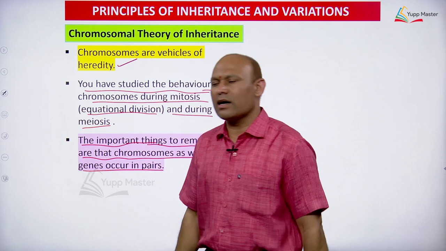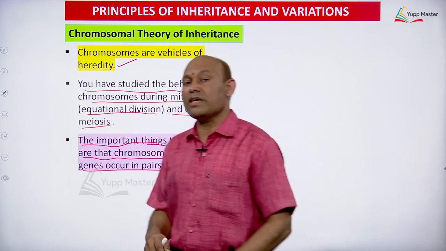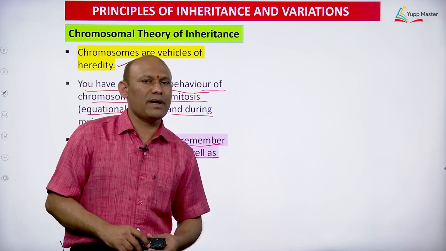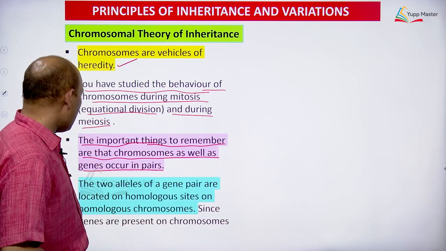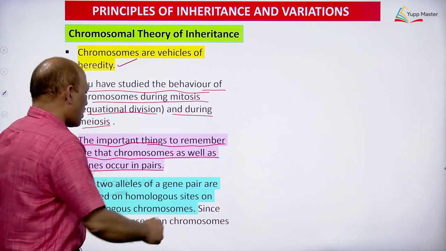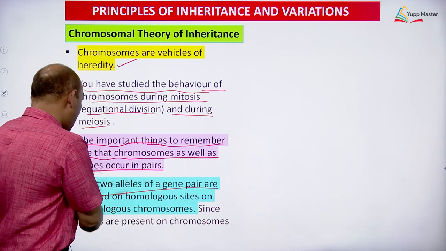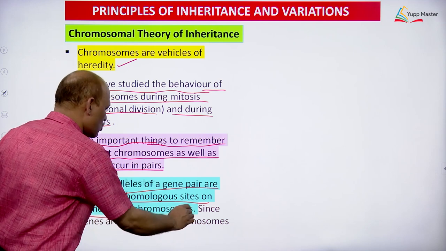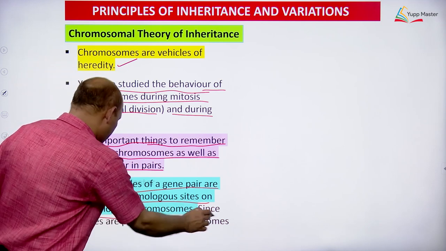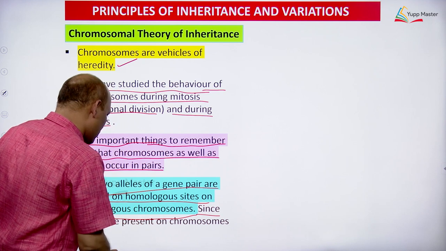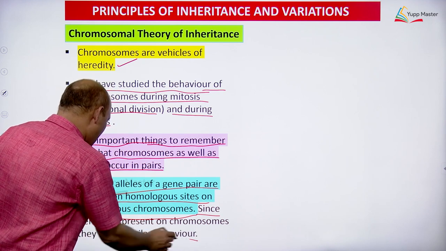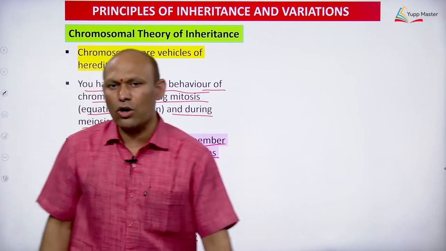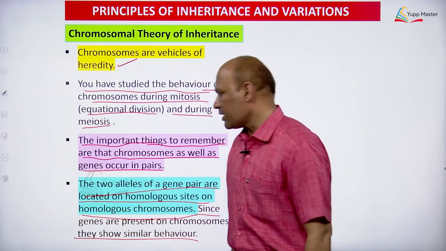And genes also occur in what? Pairs, dear students. You have seen capital T, capital D, capital Y, capital Y. They also occur in pairs, right? So that is the meaning of this statement: the two alleles of a gene pair are located on the homologous sites of homologous chromosomes, dear students. Since genes are present on chromosomes, they show similar behavior. This is a very, very important thing you need to understand.